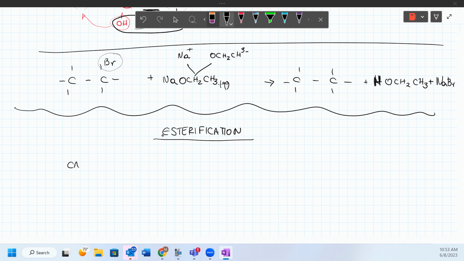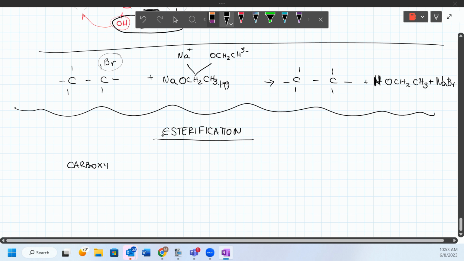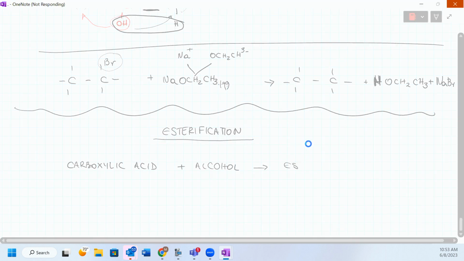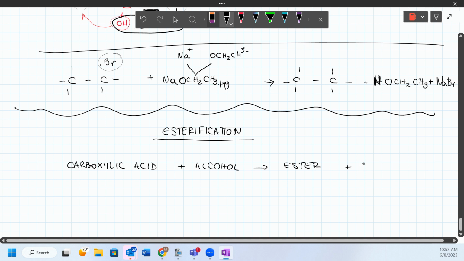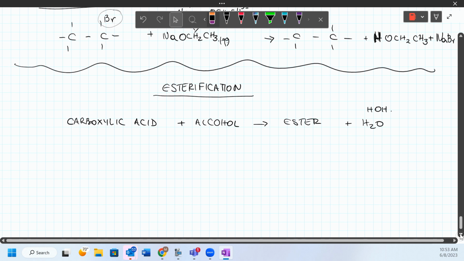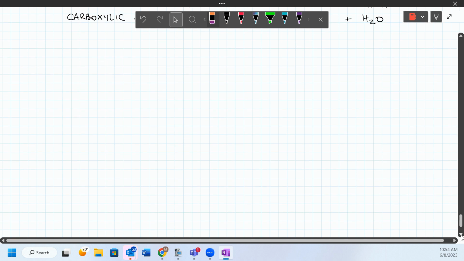So I will say here that a carboxylic acid is reacting with an alcohol to produce an ester, which now we know how it is named, and water, which you can write as HOH. Let's see the mechanism in which this reaction is happening.